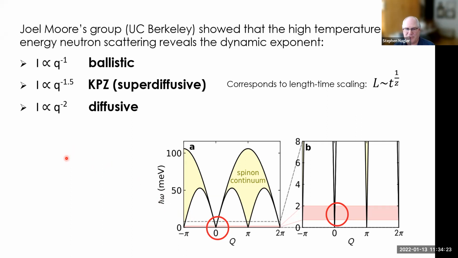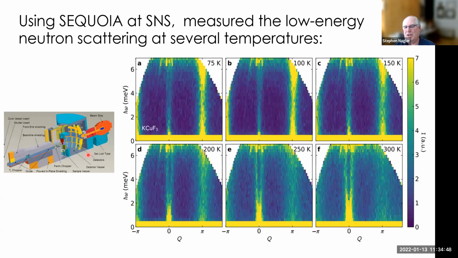If it goes like Q to the -2, that's standard diffusion. If it goes like Q to the -1, that's ballistic transport. And somewhere in the middle is the prediction of KPZ, which we call superdiffusion. This is something we would not have dared to measure with previous generations of equipment because, as I said, the signal here is vanishingly weak compared to the signal from the regular spinons. But we have next generation spectrometers. This is the SEQUOIA spectrometer at the Spallation Neutron Source at ORNL, and this allowed us to make measurements of this regime down near Q equals 0.